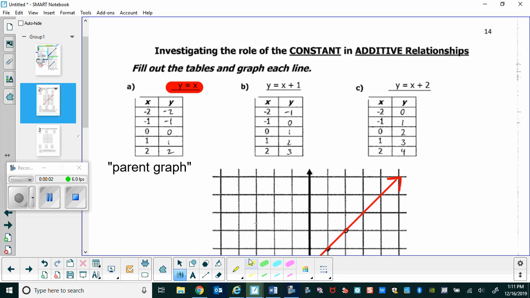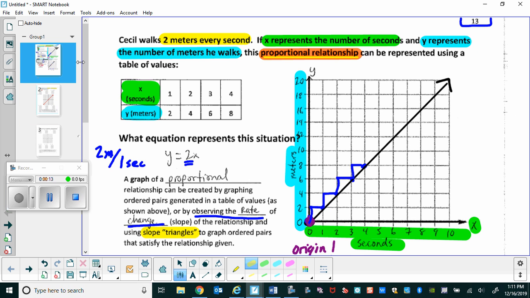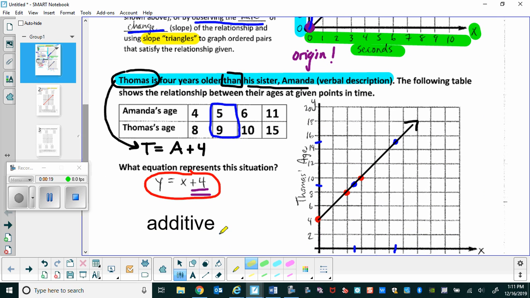So in this video, we are on page 14, and on page 14, we are investigating the role of the constant in our additive relationships, all right? I wanted to remind you guys, in a previous video, you saw a proportional relationship up here with a coefficient, but below you saw an additive graph with a constant, and I mentioned that we would start to explore the role of this constant in the graph.